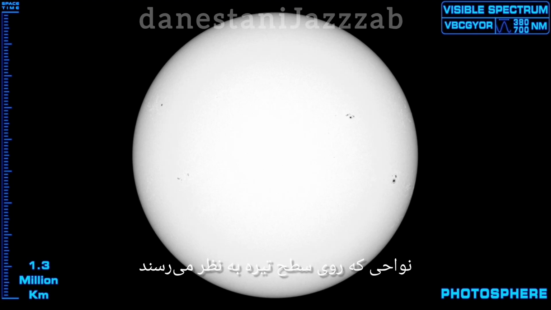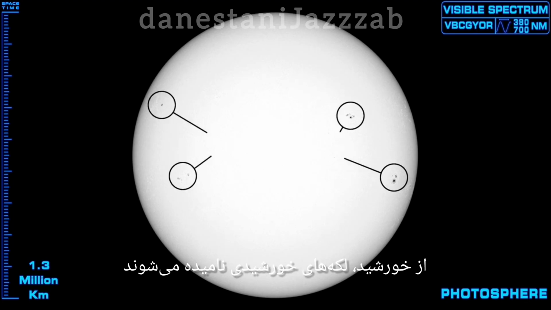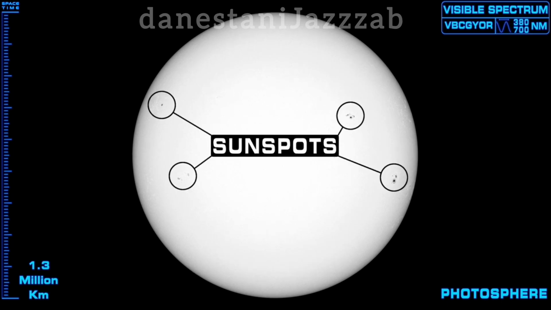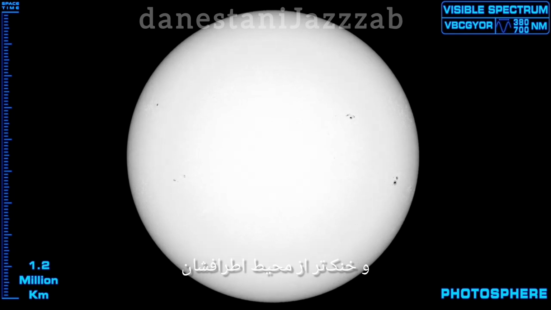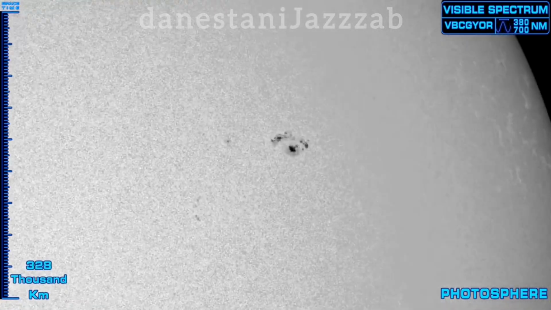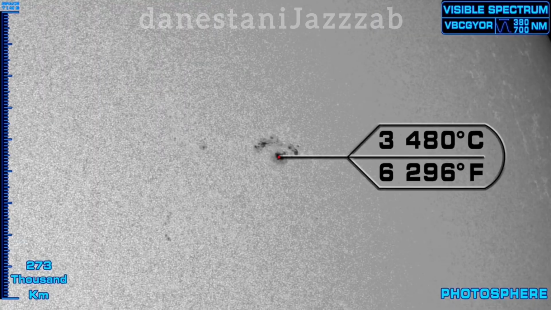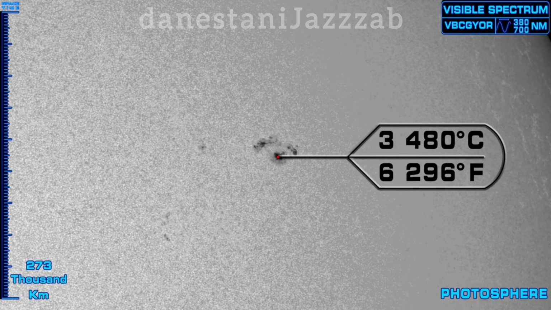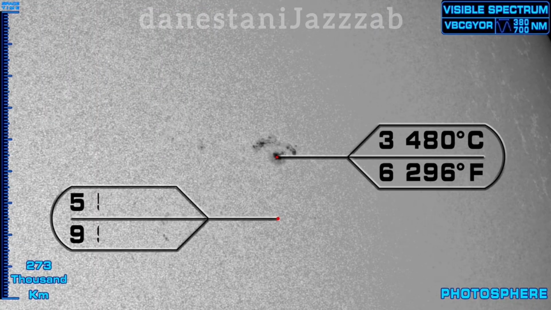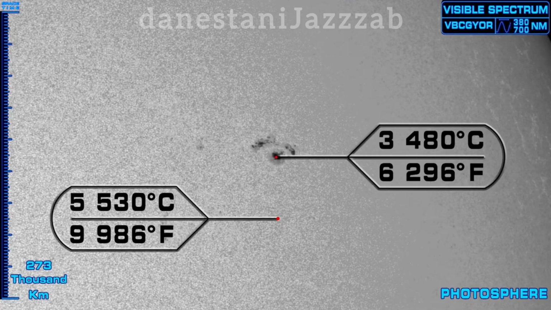The areas that appear dark on the surface of the sun are called sunspots. The sunspots appear darker because they are dimmer and cooler than their surroundings. The sunspot's center is about 3,480 degrees Celsius, but the surrounding photosphere is about 5,530 degrees Celsius.